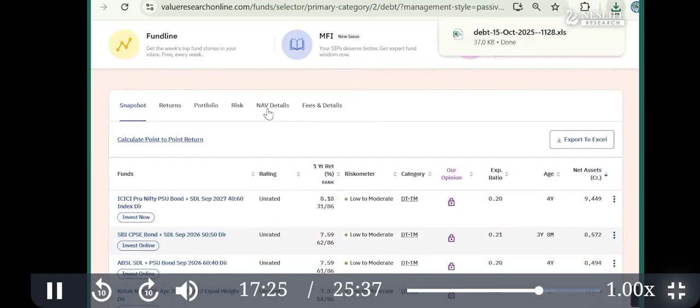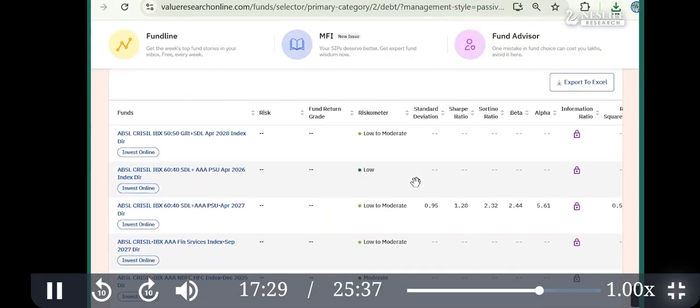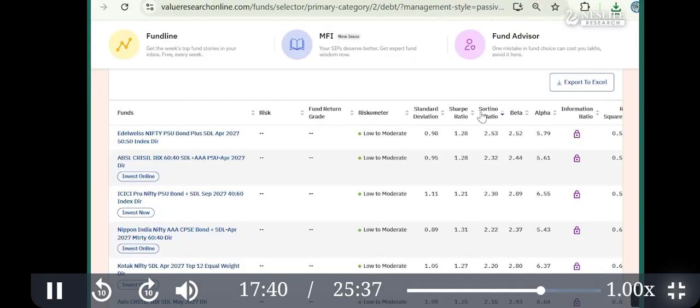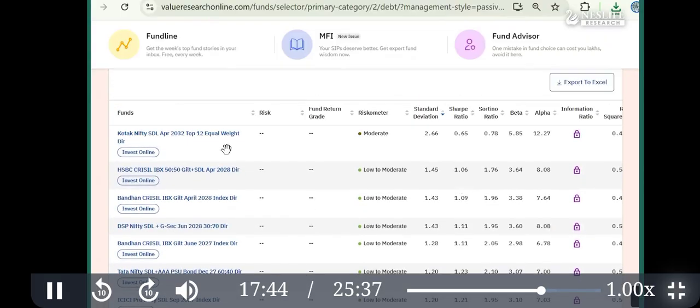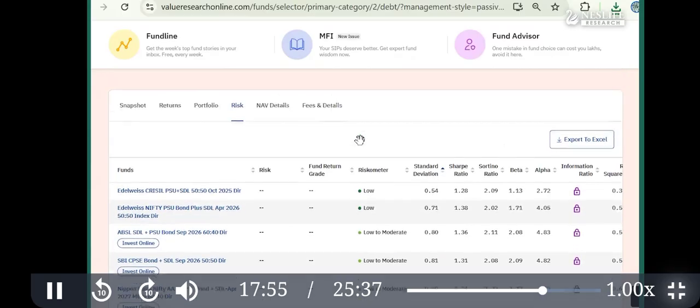Now, if you check the risk stats of debt funds, I will see here. And here we are selecting the debt index fund. Here again, alpha is not relevant, beta is not relevant. What is relevant is the Sharpe ratio and standard deviation. If you check, the standard deviation of debt funds is very low. Now it is 2% only. So these are very low-risk funds.